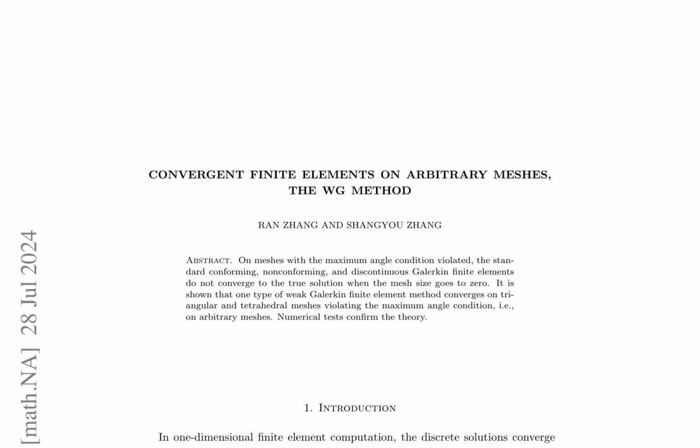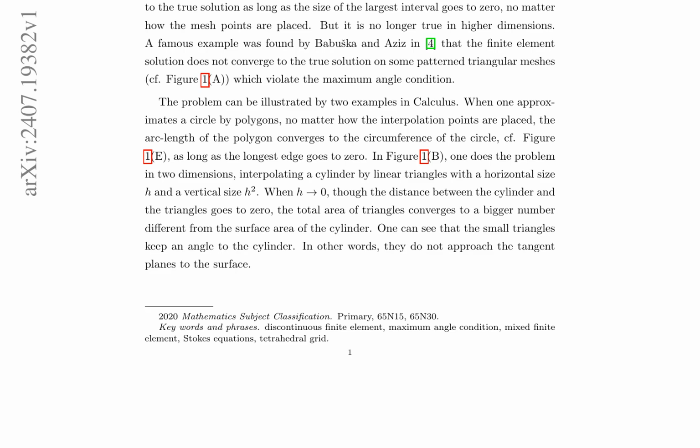To illustrate this problem, the authors provide two examples from calculus. In the first example, a circle is approximated by polygons, and as the longest edge of the polygon goes to zero, the arc length of the polygon converges to the circumference of the circle. However, in the second example, a cylinder is approximated by linear triangles with both horizontal and vertical sizes approaching zero. Despite the distance between the cylinder and the triangles decreasing to zero, the total area of the triangles converges to a different number than the surface area of the cylinder.